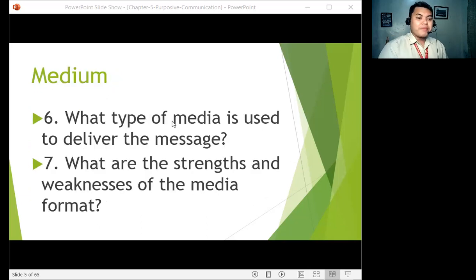Next is the medium. So after knowing who is the sender of the message, after knowing the content or the message itself, you need also to know what is the medium of the information. What type of media is used to deliver the message? Is it on television, radio, or just word of mouth? And what are the strengths and weaknesses of the media format? If you're using television, what is the strength and weakness of a television? For you to be able to identify the reliability and the validity of the information.